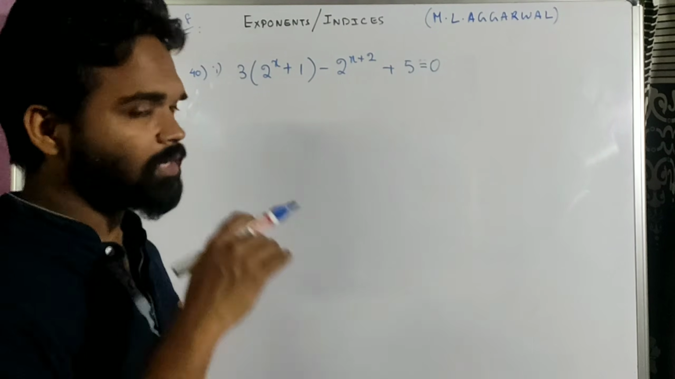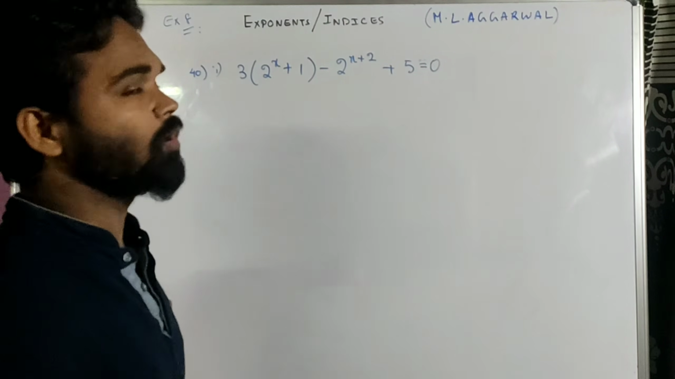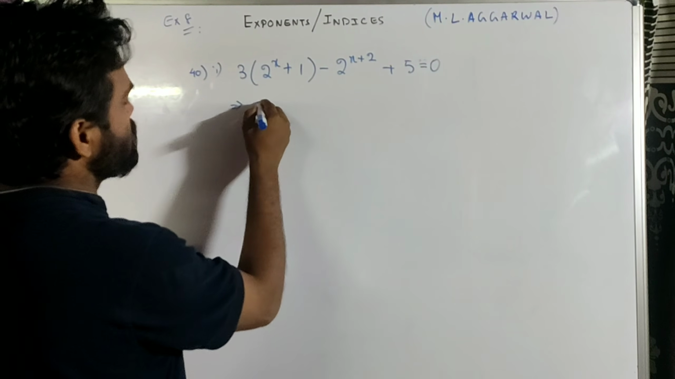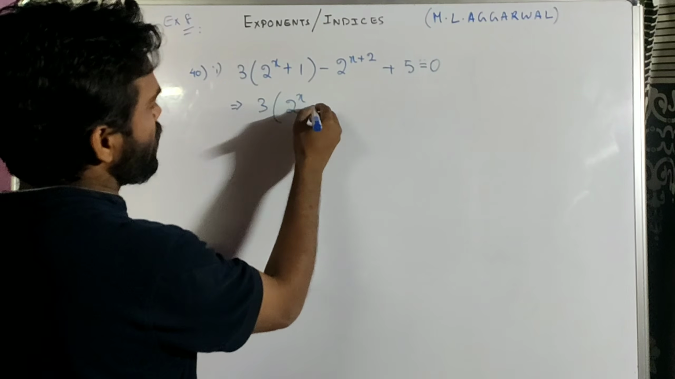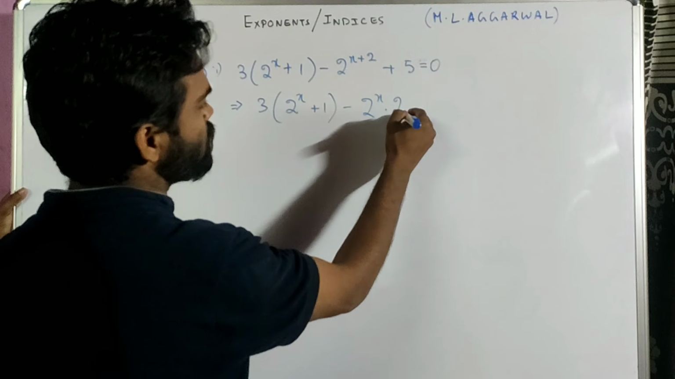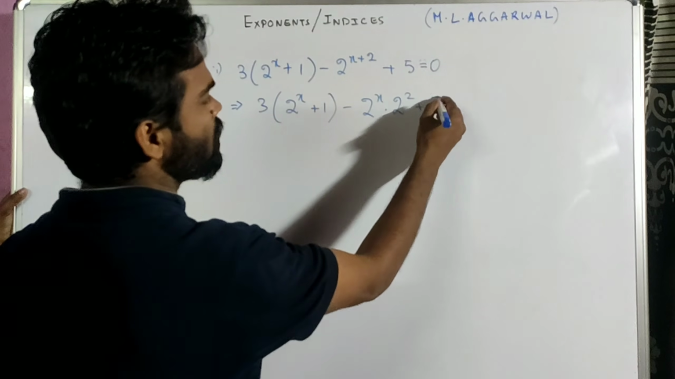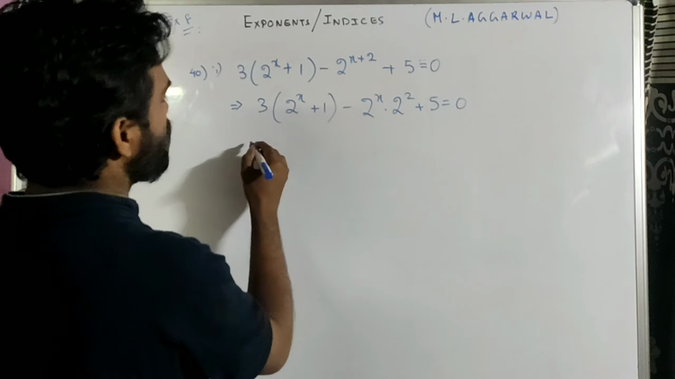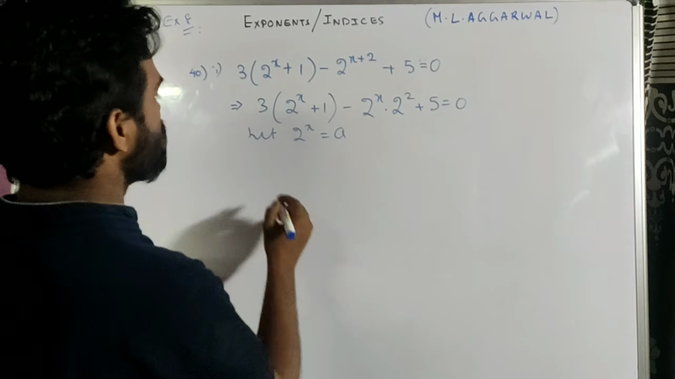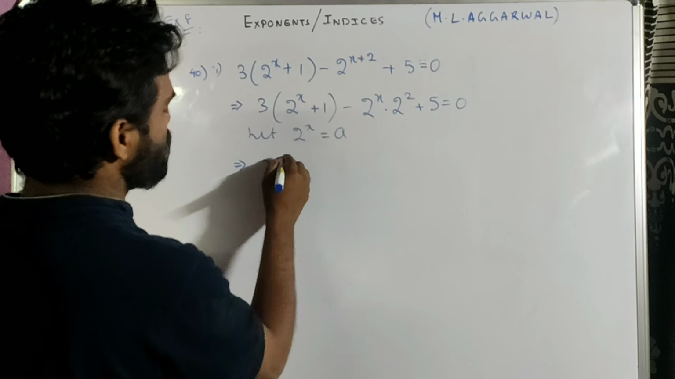They've given an equation and they've told us to solve for x. Now look over here. Can we write this as 2 to the power x plus 1 minus 2 to the power x multiplied by 2 to the power 2 plus 5 equals to 0? Now let 2 to the power x equals to a. So how does it help us?